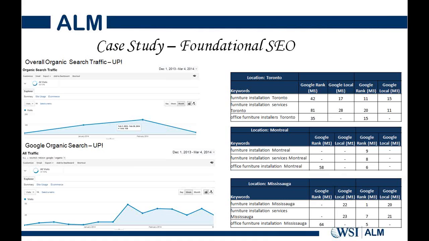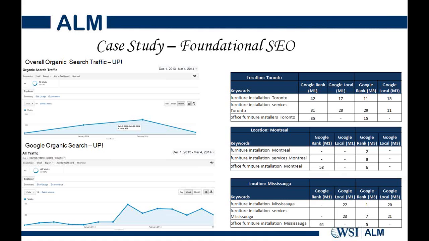And this was a very classic case of an SEO where we put a lot of effort in the beginning, the setup and the month 1 activities. So we knew that by month 3, month 4, we could actually show the client progression. You can see that their Google organic rankings were, for example, for the location Toronto, we went from 42 to 11. Furniture installation services from 81 to 20. Same thing happened for Montreal and Mississauga.